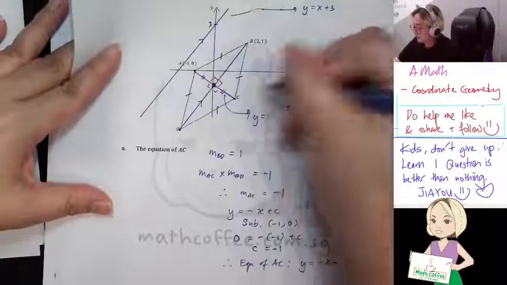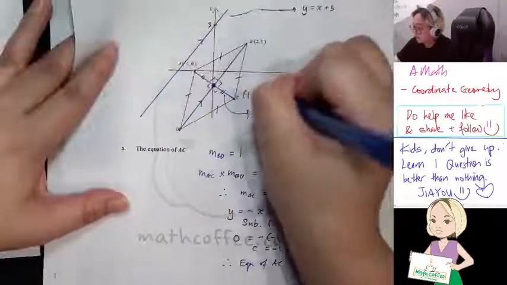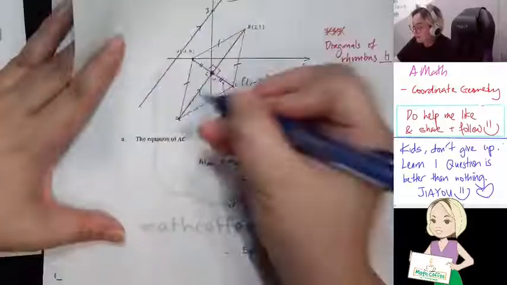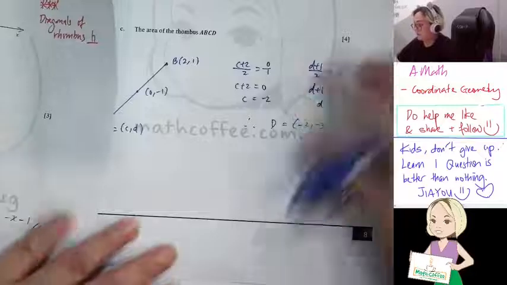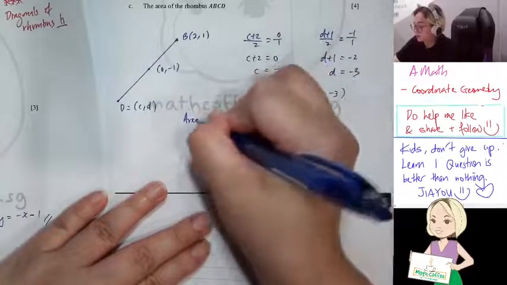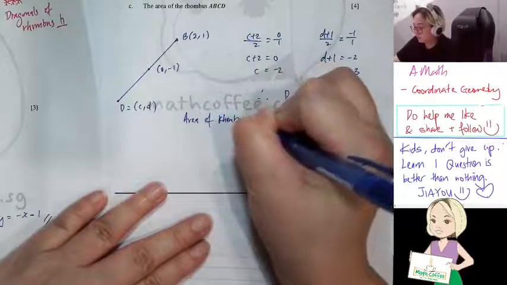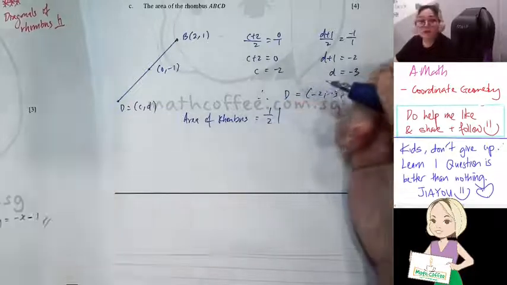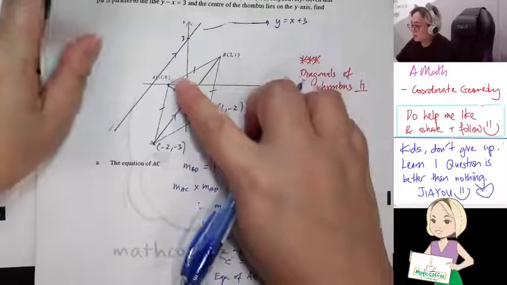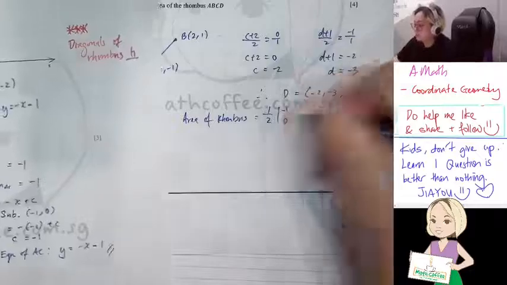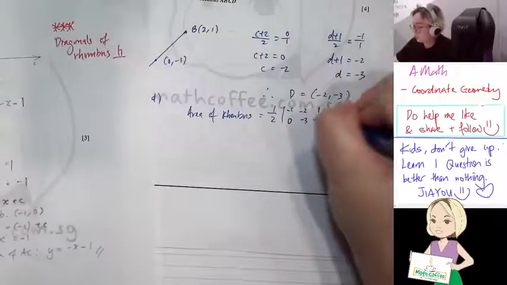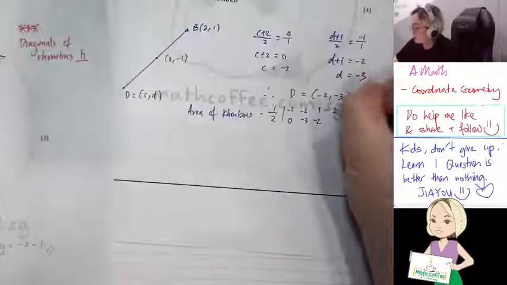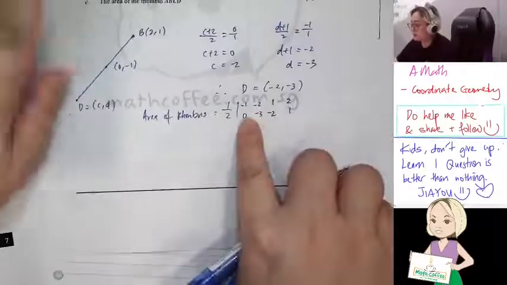I'm going to label, put in the C and the D. My C was (1, -2). My D is (-2, -3). So we can do our shoelace method. So area of rhombus is equal to half. Let's put in the information. Okay, I'm going to put (-1, 0), (-1, 0). Anti-clockwise, so (-2, -3), (1, -2), (2, 1). And of course, make sure that you close back with the same point, (-1, 0).